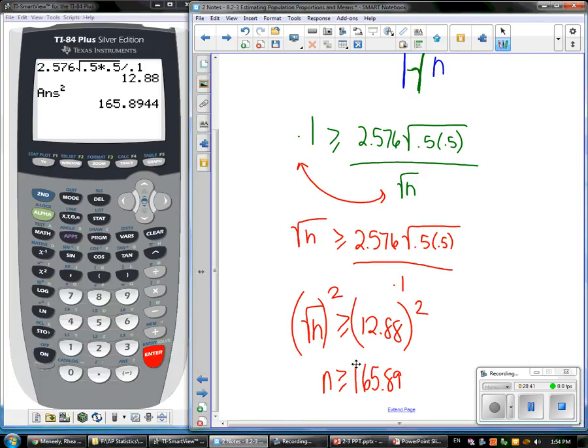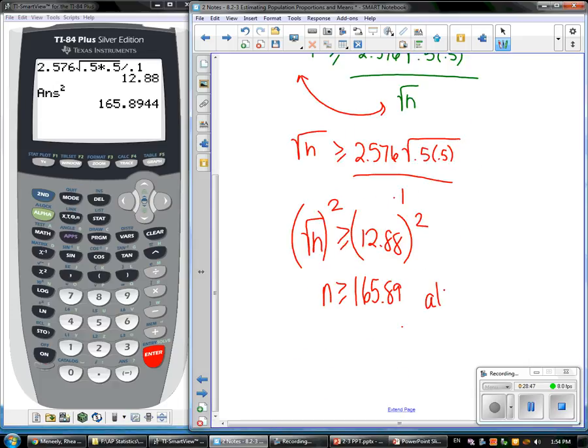And since I can't take a sample of 165.89, you always want to round up. And so I want to take a sample of 166, and we're talking about pennies, so make sure you use appropriate units. Okay, there are 2 more problems that follow. I would like you to pause this video and spend a few minutes answering questions 3 and 4.